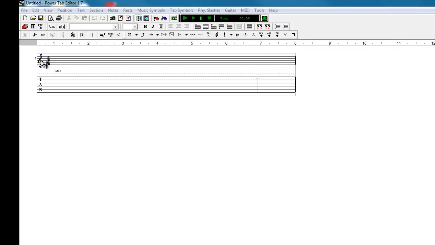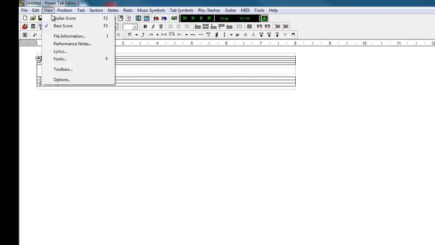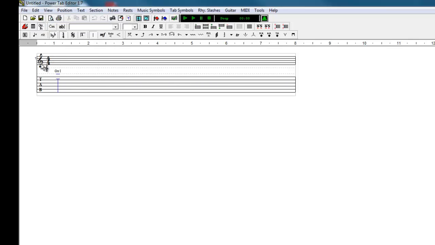You could have a bass clef, for example. Let's go up here and look at the bass score. That's what a bass clef would look like. And a bass guitar player would play using a bass clef. But we are a treble instrument, so we have the treble clef.